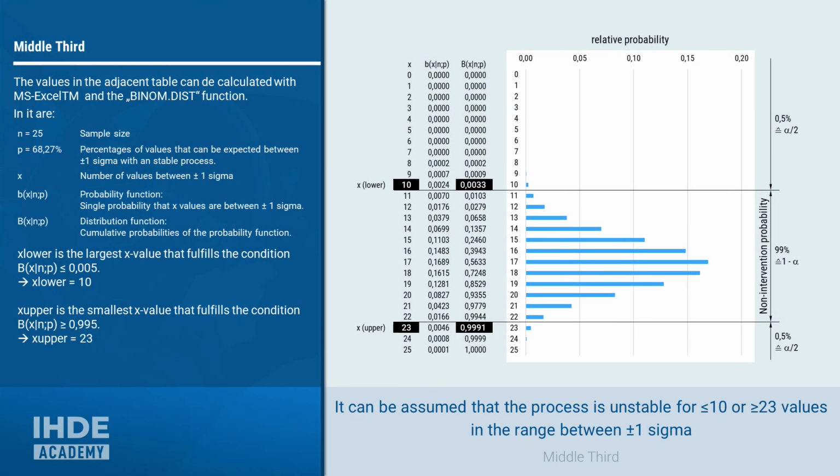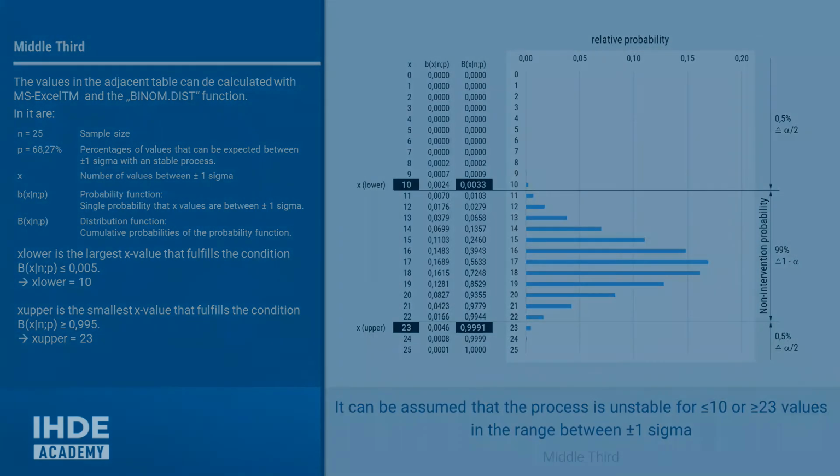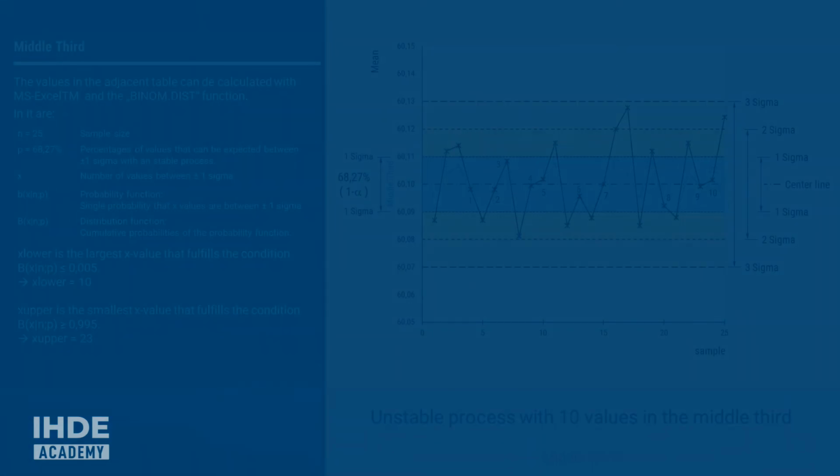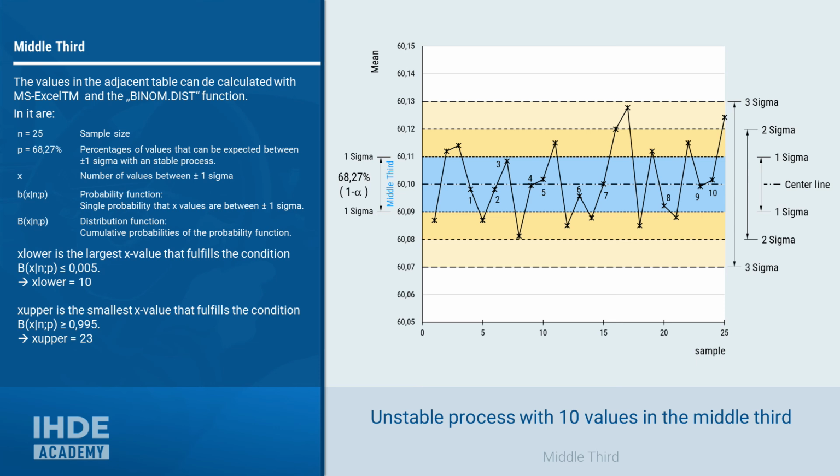So, to summarize again briefly, with a sample size of 25, an out-of-control process can be assumed if 10 values or less, or 23 values or more, are in the range between plus minus 1 sigma. An out-of-control process is shown here as an example in which 23 values are in the middle third. And here is an out-of-control process shown where 10 values are in the middle third.